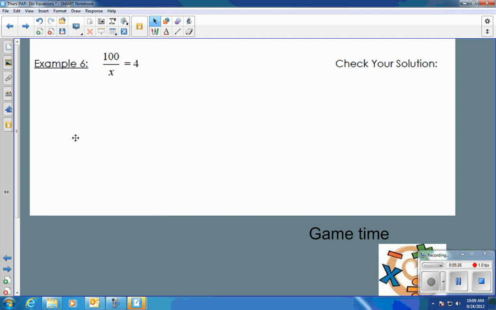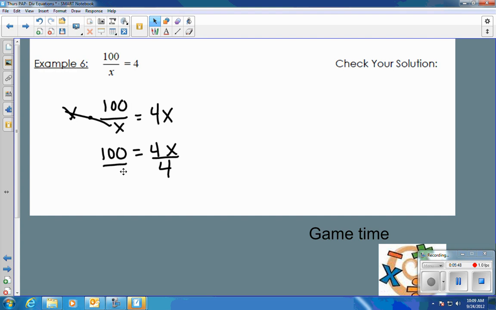One more time, we have 100 divided by x equals 4. So I have to do two steps here. I have to multiply by x to get it out of the bottom of the fraction. And that means I have 100 equals 4x. To get rid of a multiply by 4, I divide by 4. Again, using that inverse operation. 100 divided by 4 is 25. So x is 25. What that tells me is that 100 divided by 25 should equal 4. Is that true? Yes, it is.